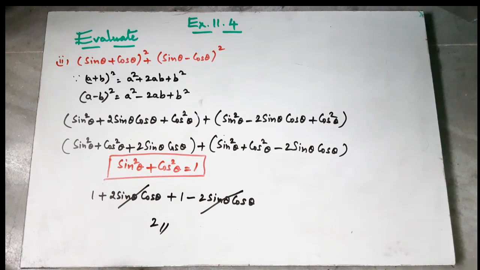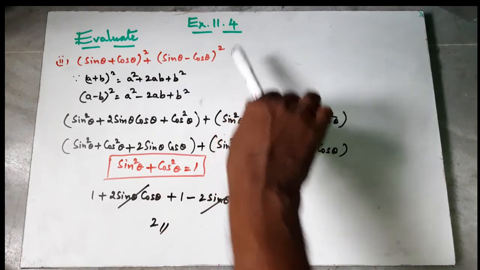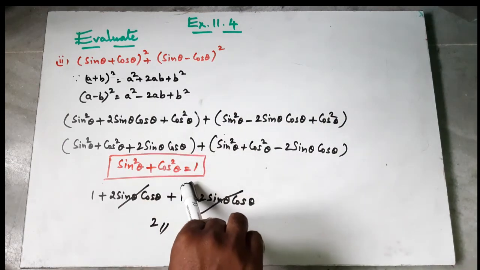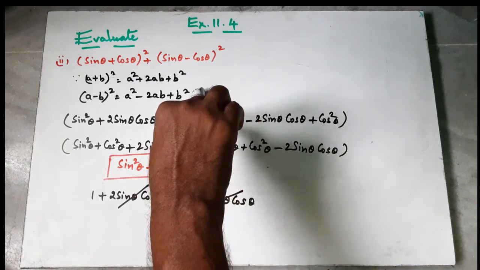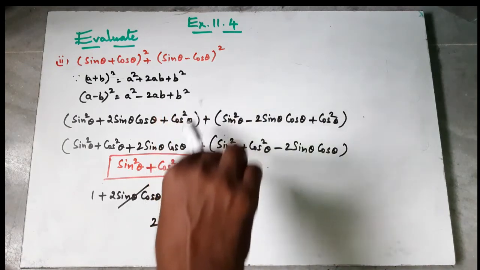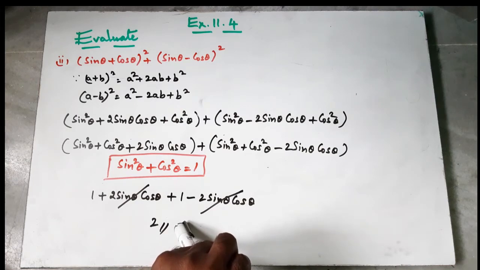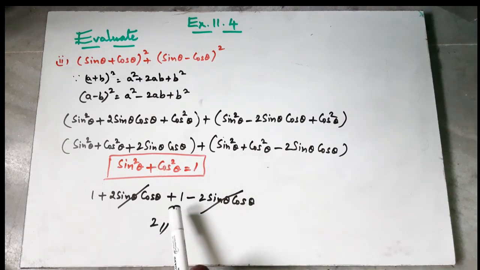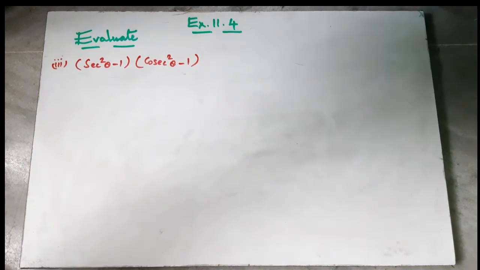So for any problem you consider in exercise 11.4, you have to know the trigonometric identities and also the algebraic identities. Then only we can solve the problems very easily. Okay children, if you want to note these problems, just pause the video and write down the solutions for the given problem. Now let's move to the next problem.